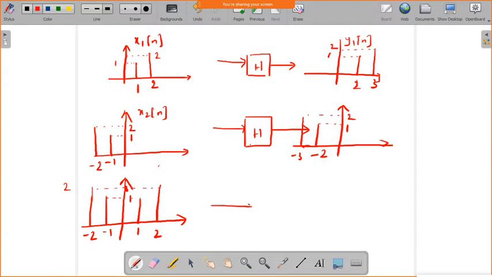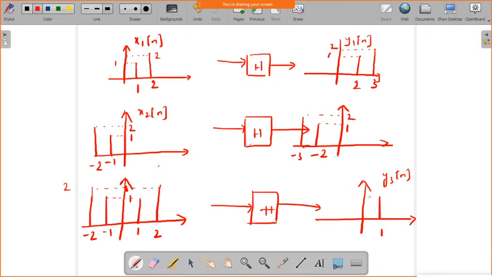So now the corresponding output which is produced here, which will give y3 of n. Now y3 of n is giving, at 1 it is having value 1 and at 2 it is having value 2, at 3 it is having the amplitude value 3. Okay, and at 4 it is having the amplitude value 4.